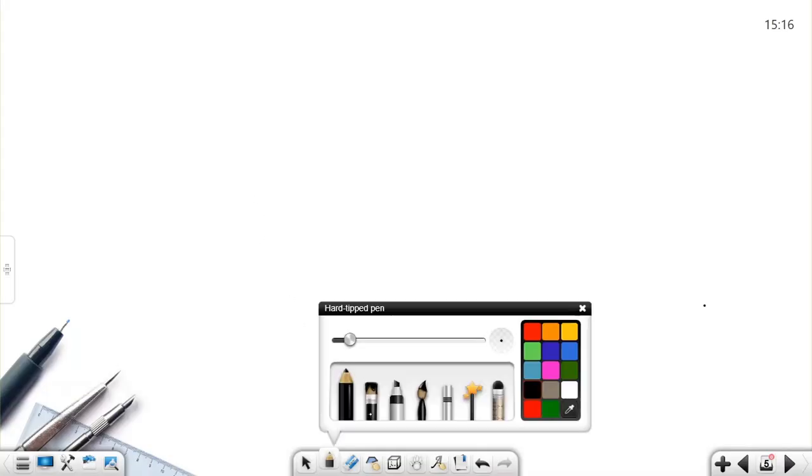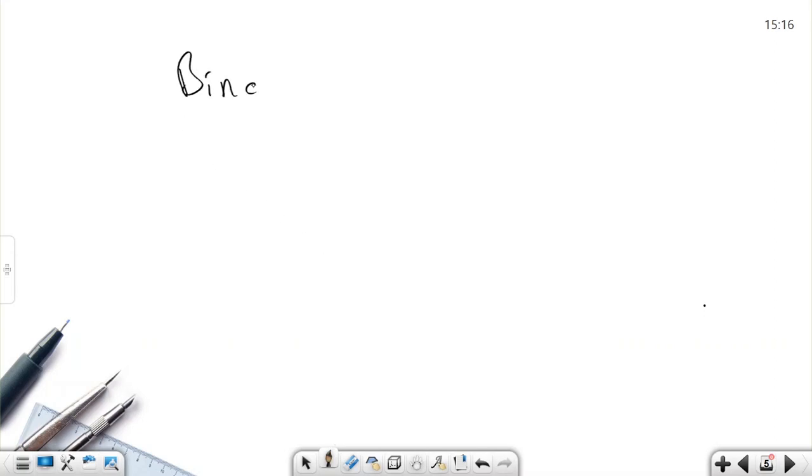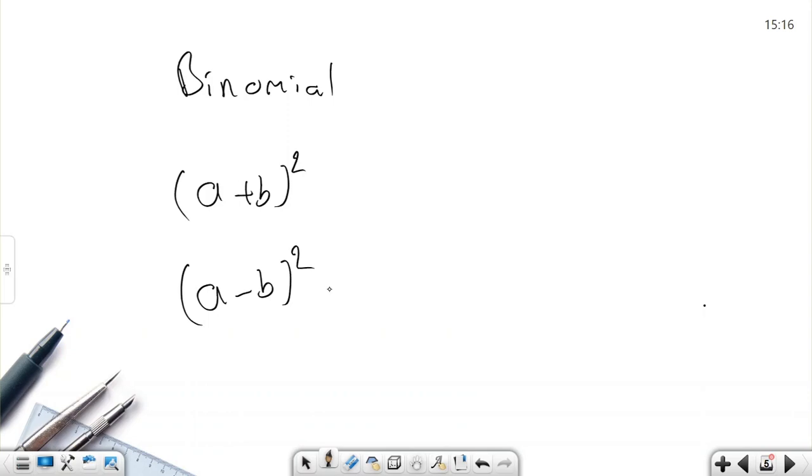Okay, we will continue with binomial equations. Let's say binomial. There are three rules. First one, a plus b, the sum of these two terms, and the square of that. And the second one, a minus b, the difference of two terms, and the square of it. And a square minus b square. There are three rules you have to know.